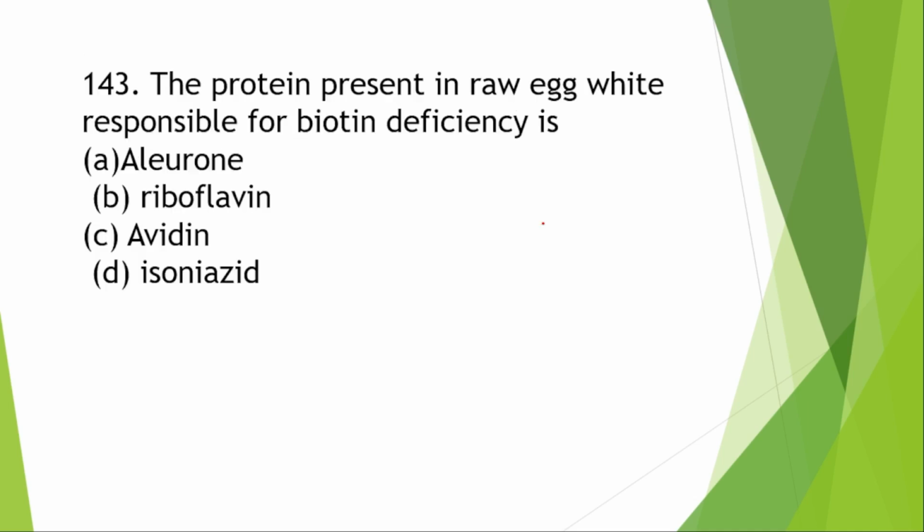143. The protein present in raw egg white responsible for the biotin deficiency is: alloxan, riboflavin, avidin, isoniazid. So here the right option is avidin. Avidin is a glycoprotein found in raw egg white. It has extremely high affinity for the biotin.